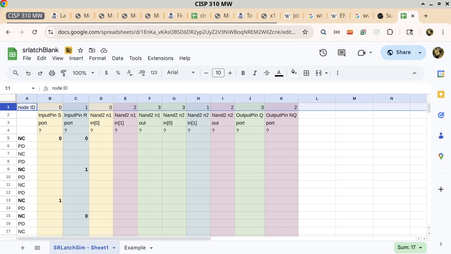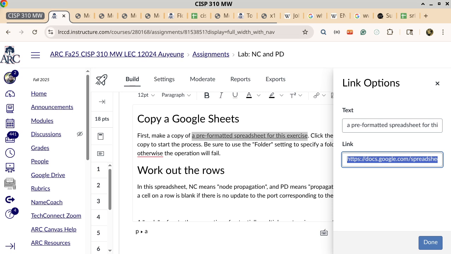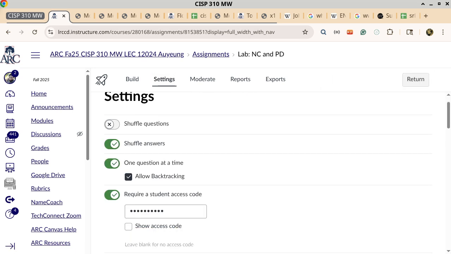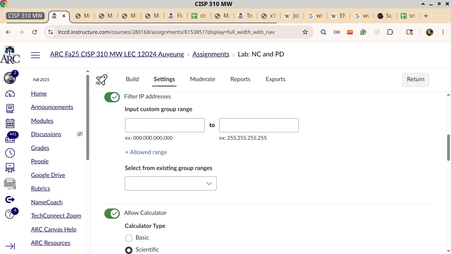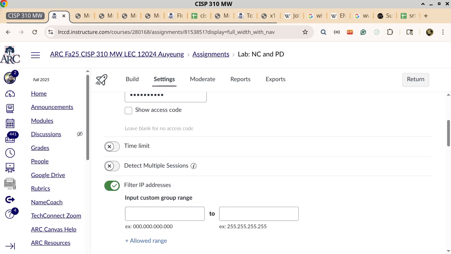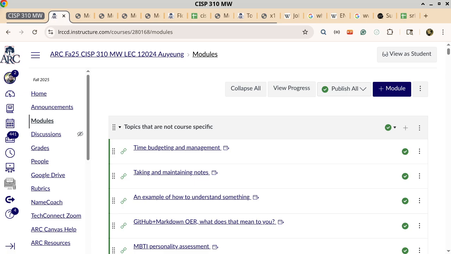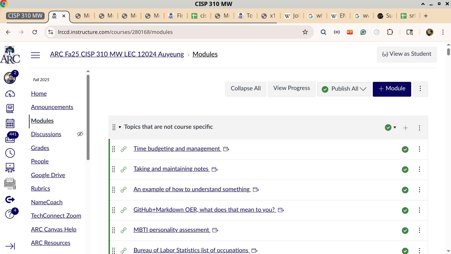In fact, I'm going to turn off, let me go to settings. So I will not enable IP filtering because you might need more time to do this. So let me just go ahead and return. And I'm going to change the end time for this lab because potentially you might need more than the lab duration.